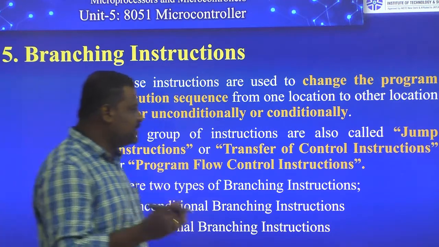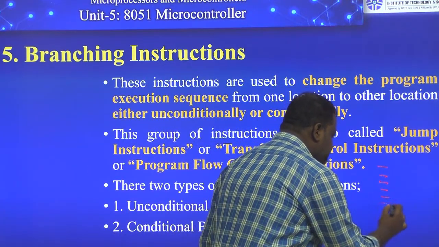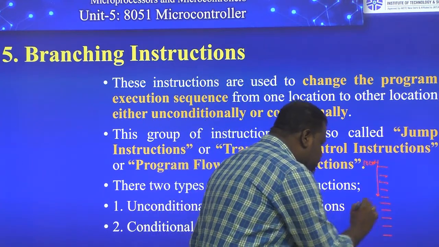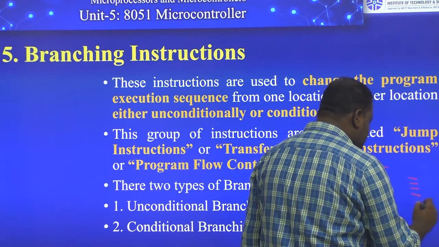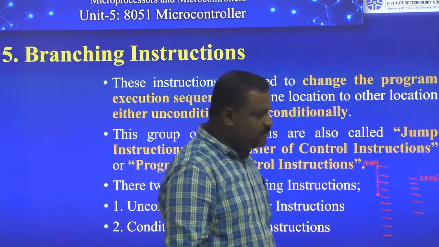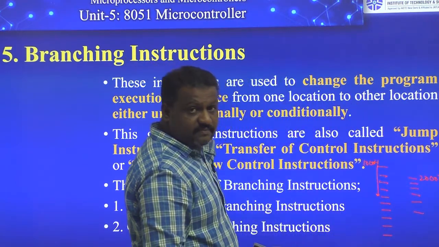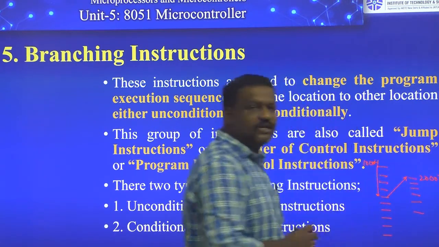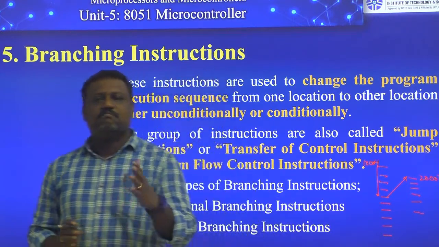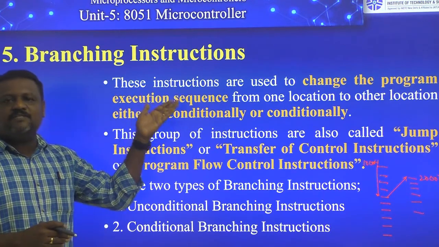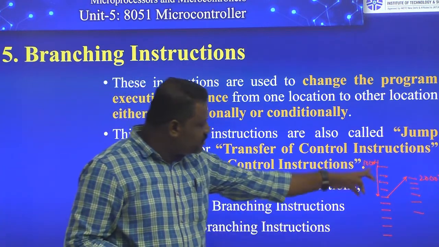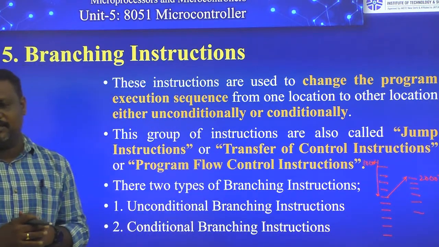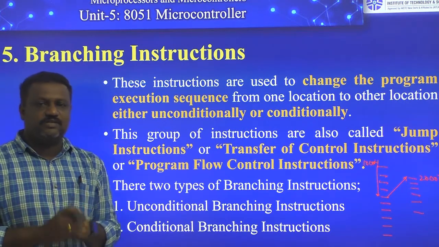or unconditionally. See here, friends, for example, I was executing this program. This program starts from the location address 1000H. After execution of this particular instruction, I would like to execute the instruction which is there at 2000H. Then what I have to do is use a branching instruction whose destination address is 2000, and only then my execution shifts from this instruction to that instruction. So here the instruction must be a branching instruction. The main job of these branching instructions is to change the program execution flow from one location to another location, either unconditionally or conditionally. For that purpose, I took the help of branching instructions. That is the first point.